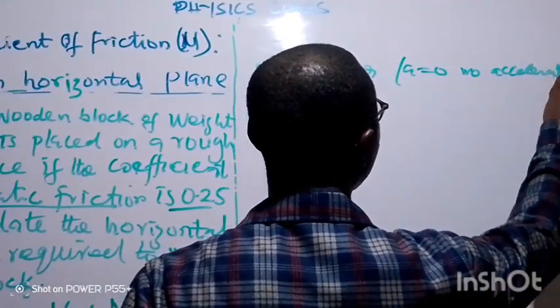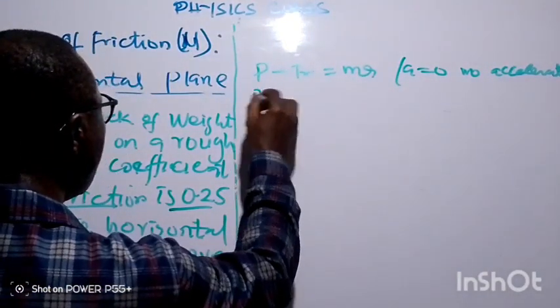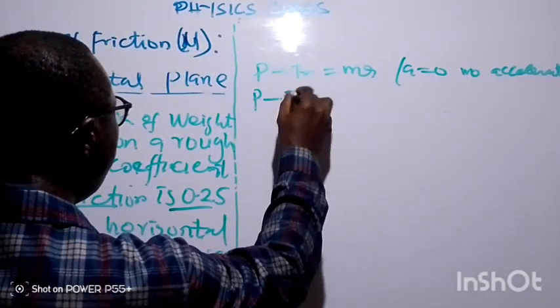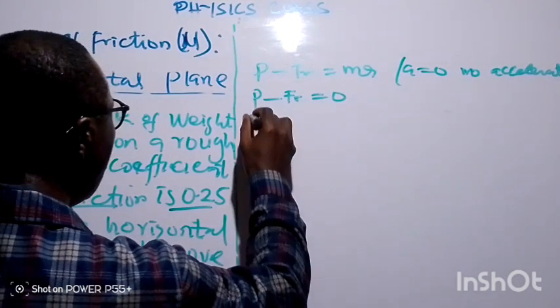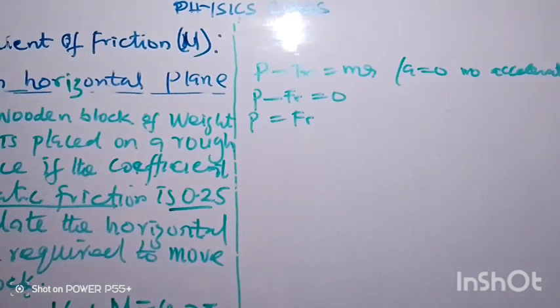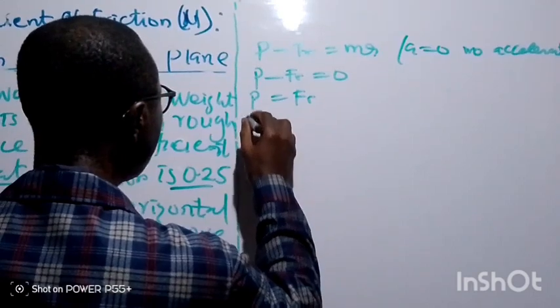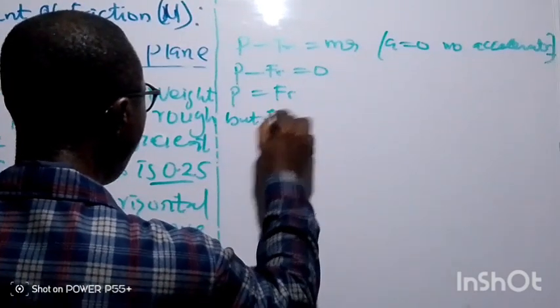If a is equal to 0, then we are going to have P minus Fr is equal to 0. Then our P will be equal to Fr. Now in the question, Fr is not given. So we can now say that Fr is equal to mu R.